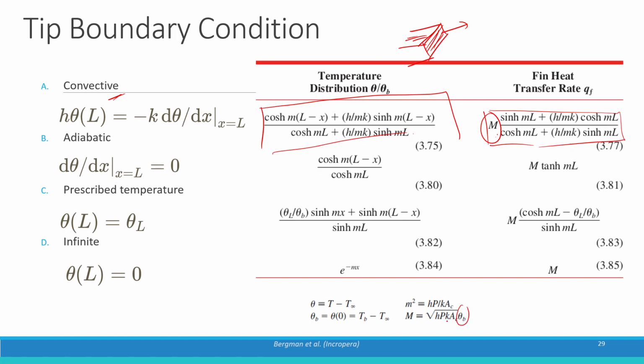Theta B is the difference, that is TB minus T infinity. TB is the temperature at the base of the fin. Over here, temperature at the base of the fin. Similarly, for adiabatic case, you can write this equation, for prescribed temperature, that is, if the temperature difference is fixed, you can just write this equation. And for an infinitely long fin, you can straight away write these equations. So all these equations will be useful to solve the numericals related to the fin.